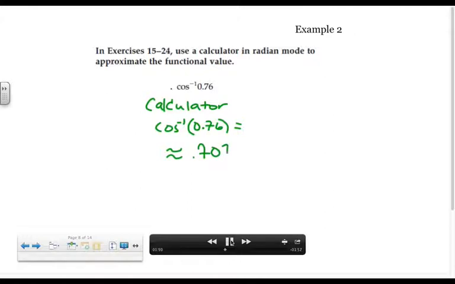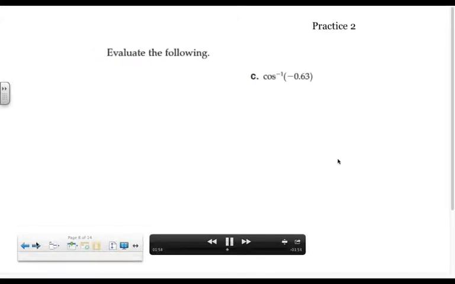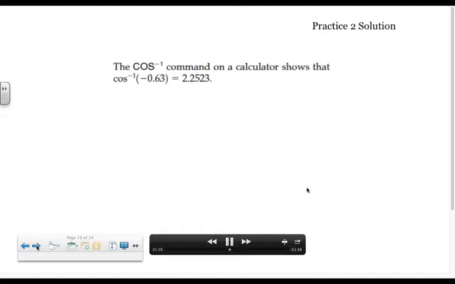And it's an approximate because I'm not going to write the whole decimal out. I can't. It's 0.7075. Alright, now you're going to do this one on your own. Again, throw it in your calculator. You should get the answer. And I get 2.2523. Simple, right? Now moving on.